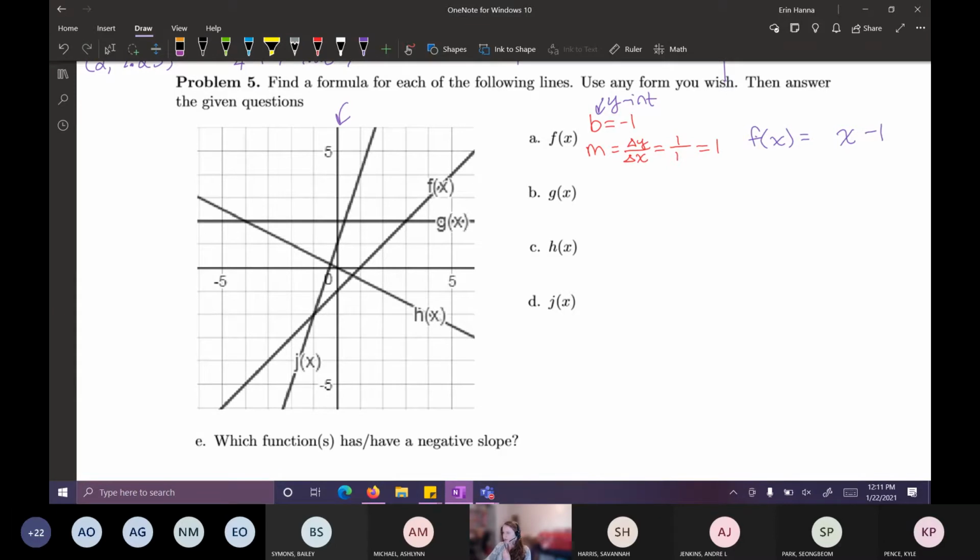Looks good. Okay, some of you just ended up doing all of them on the first one. That's okay. Most of these submissions look really great. So we did f of x the other day, so we're moving on to g of x. So g of x is that horizontal one up there.